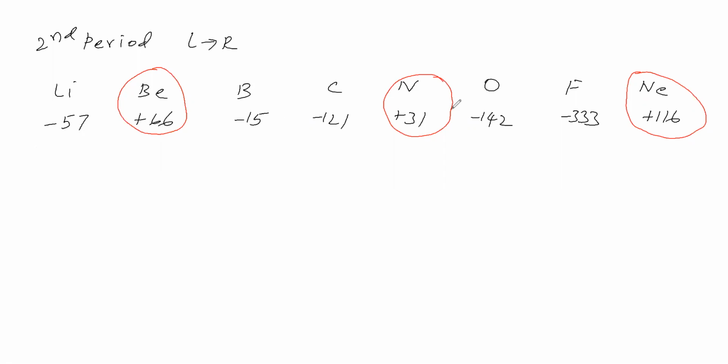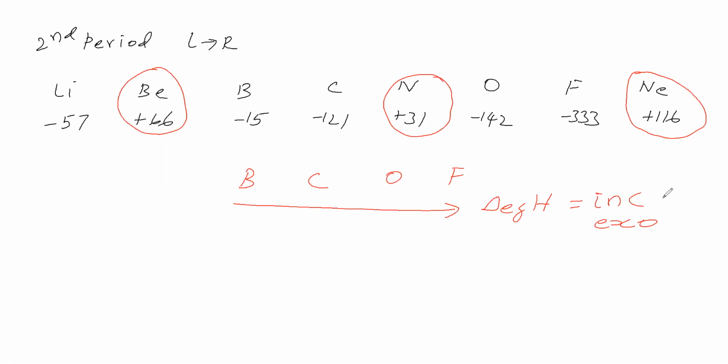So from boron, let's see. Boron to carbon, what happens? Electron gain enthalpy increases, rising. From carbon to oxygen, rising. From oxygen to fluorine, rising. So in boron, carbon, oxygen, fluorine, going like this, the electron gain enthalpy magnitude increases and it is exothermic. Why is it so?